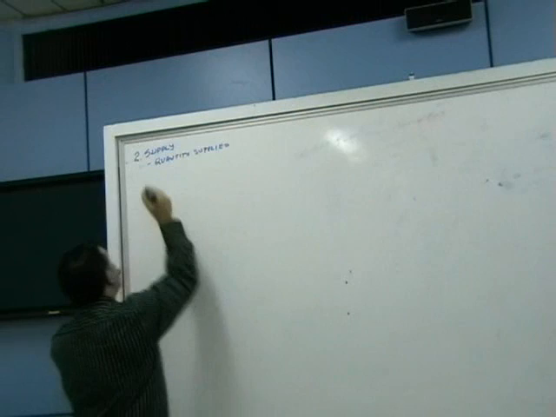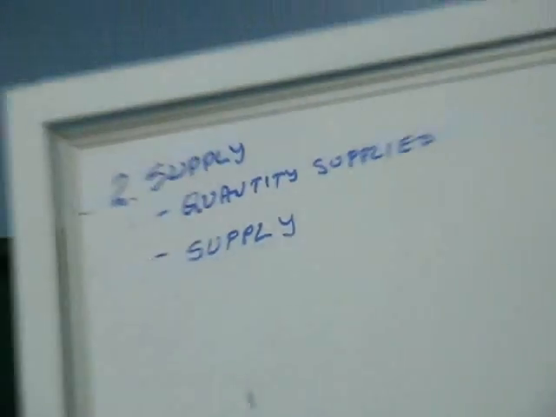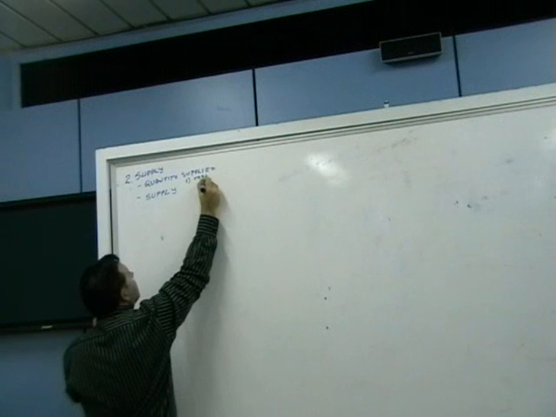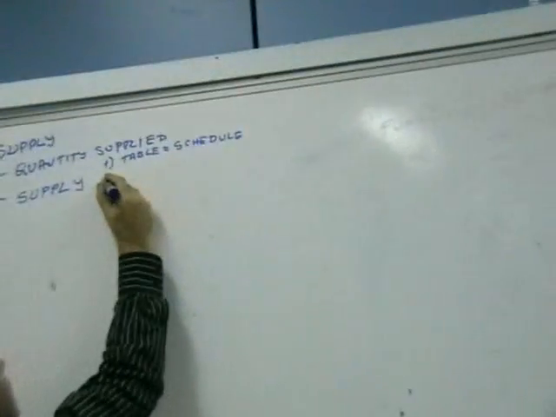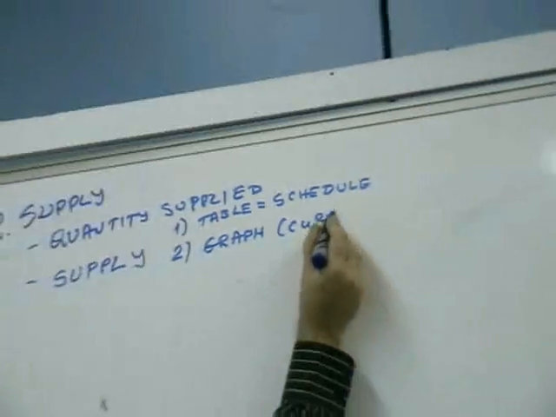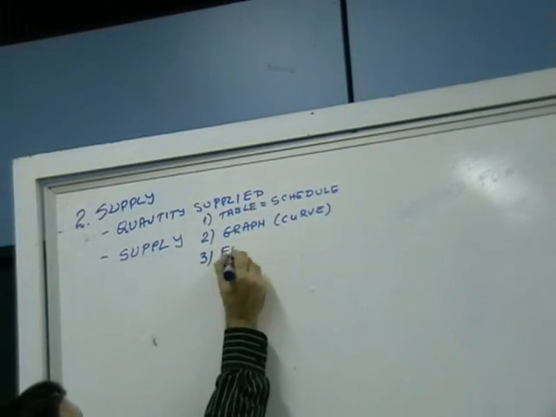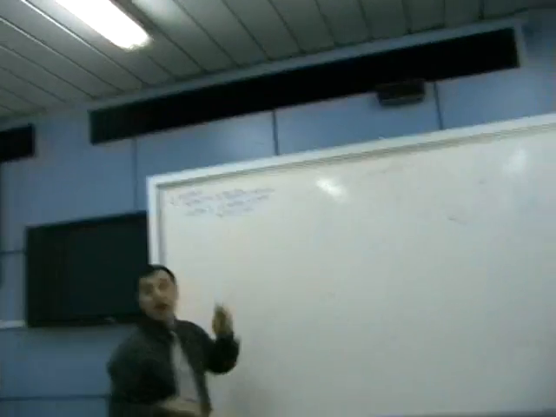All right? So supply could be represented in 3 major forms. Number 1, table, sometimes the same as schedule. Number 2 will be graph, usually in the form of a curve. And number 3 will be in the form of a function. Okay? Very simple. Sometimes supply is just short for supply function.